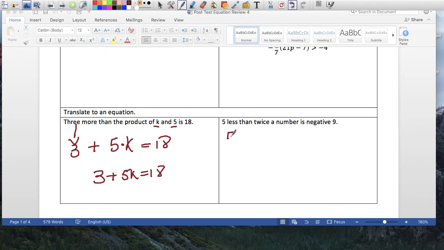5 less than, again, 5 is 5. Less than is subtraction. Twice the number means 2 times something, and a number equals negative 9. Am I done? No, because less than is a turnaround. So it's 2n minus 5 equals 9.